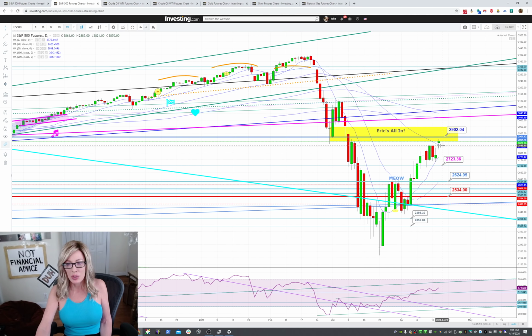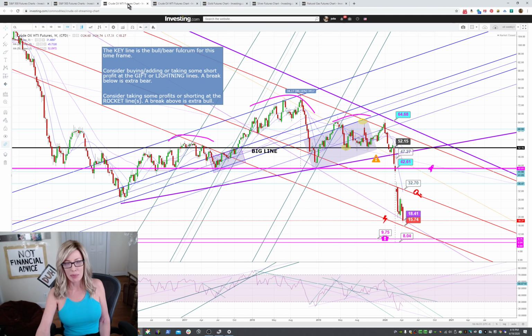Whenever I see wicks but no candle bodies, I wonder: was there enough volume there? Has that price level been tested out enough? So let's see if it'll test out up here, and then let's see if it'll test out down here, and we'll go from there. But I just think there's some consolidation that needs to happen before it decides whether or not it's going to go. Okay, all right, let's talk about oil, because I have a lot of people asking me about oil.